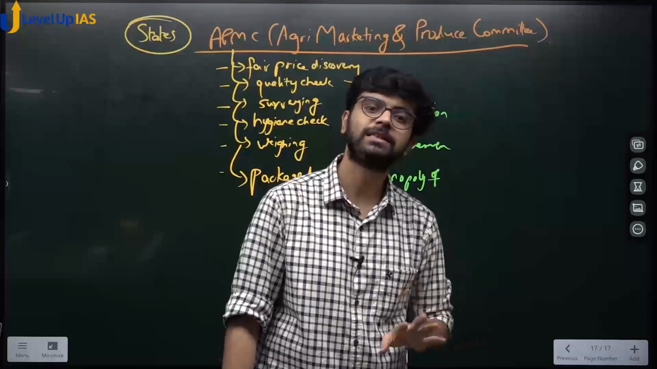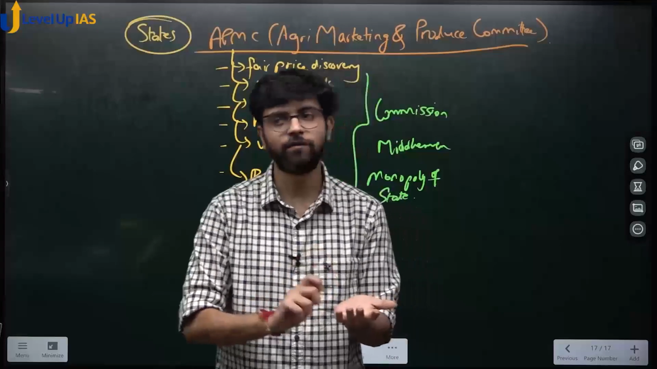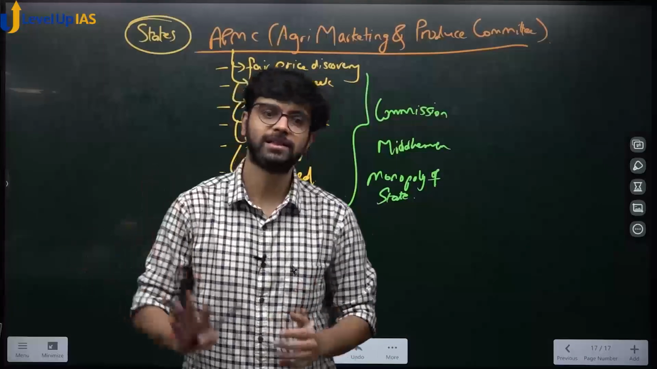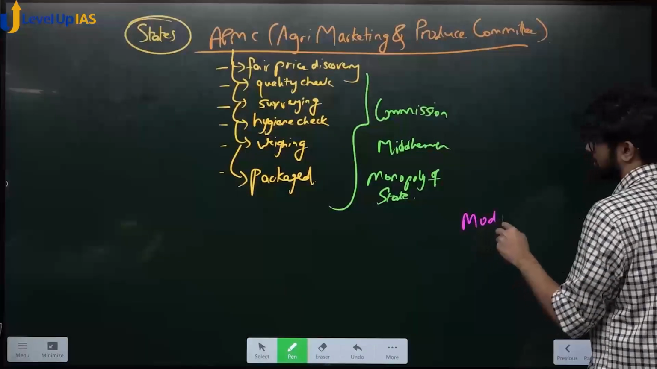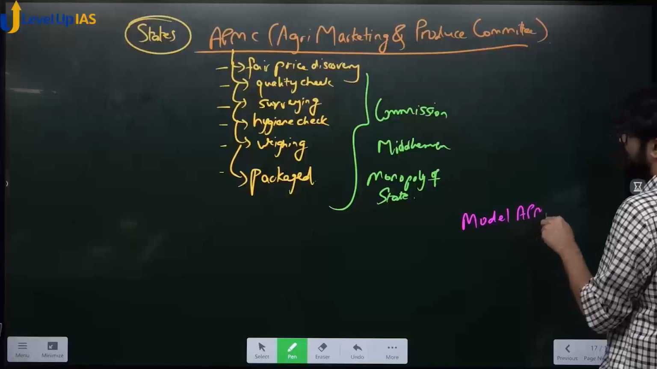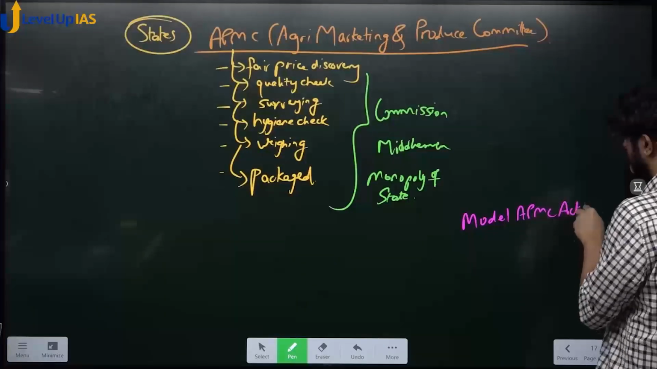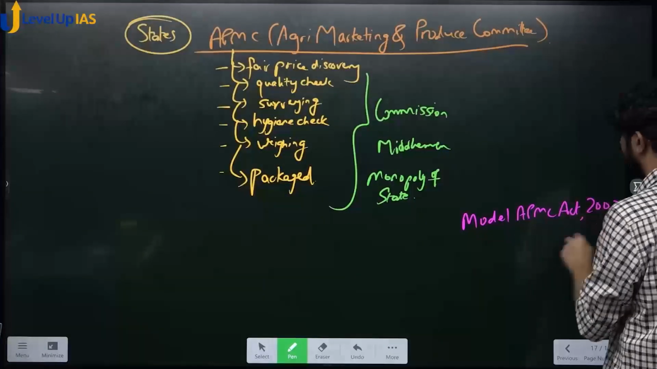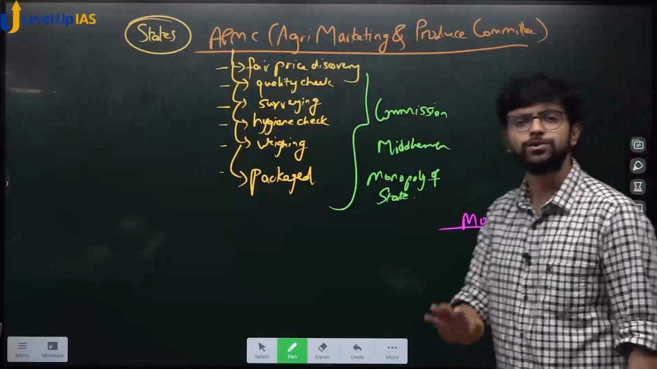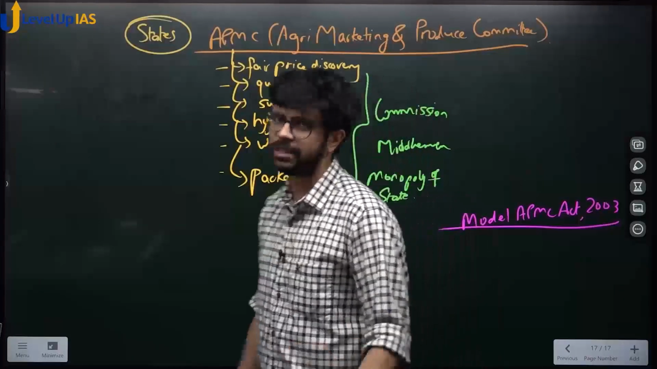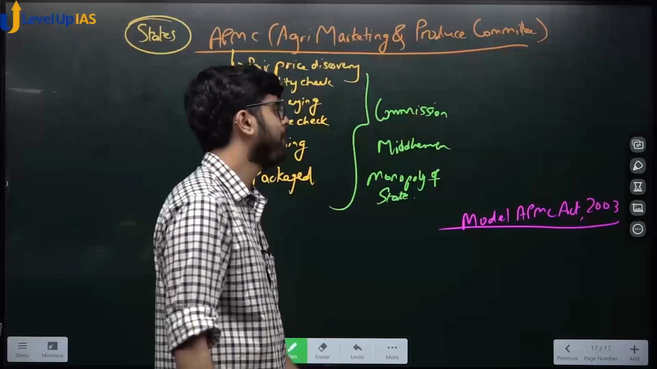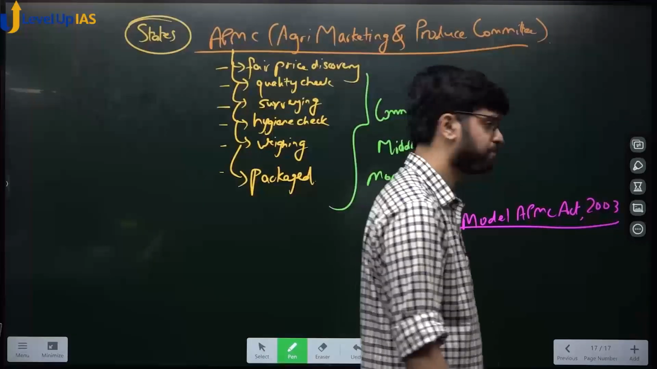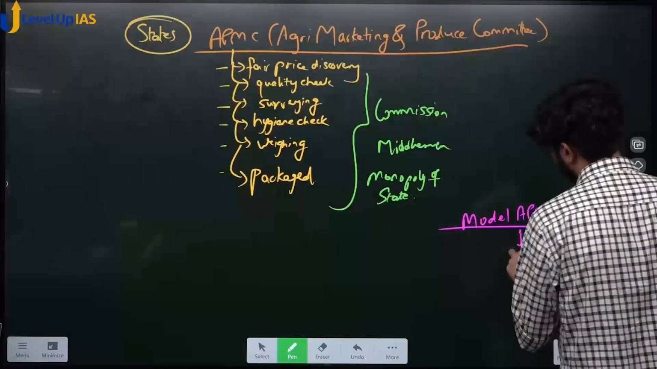So what will the state say? Ki we are passing a law which is based on the model act given by the center. So this is called as Model APMC Act 2003. Okay. There were still issues with Model APMC Act 2003. Let us forget them. You will find it in the book, so don't worry about that. After Model APMC Act 2003 came.